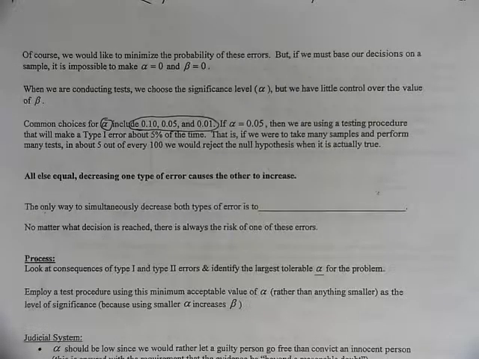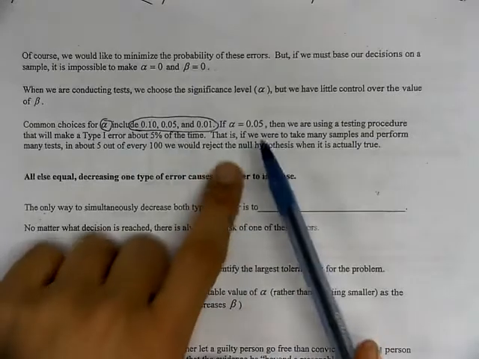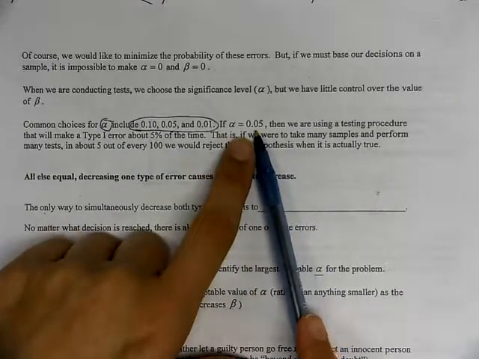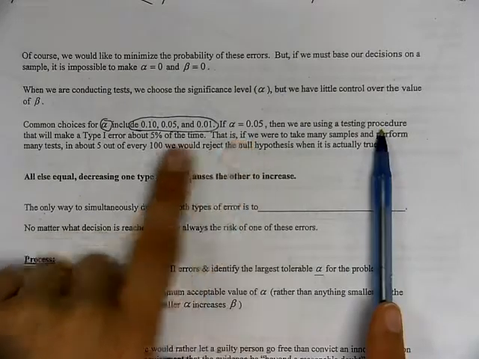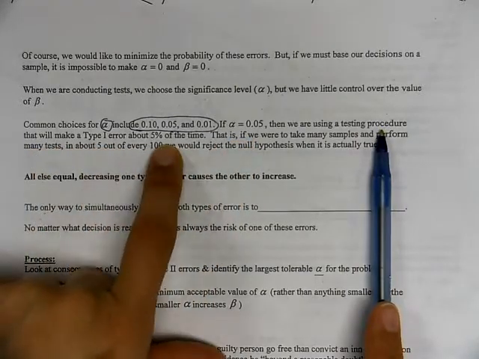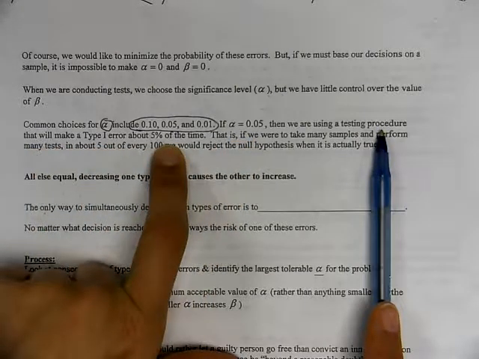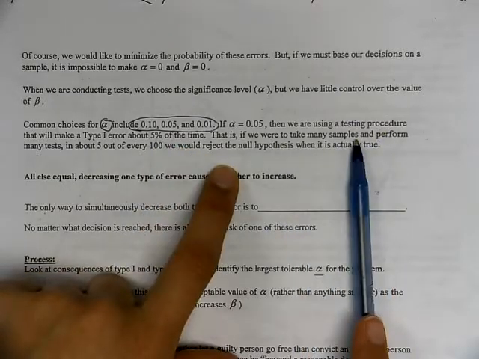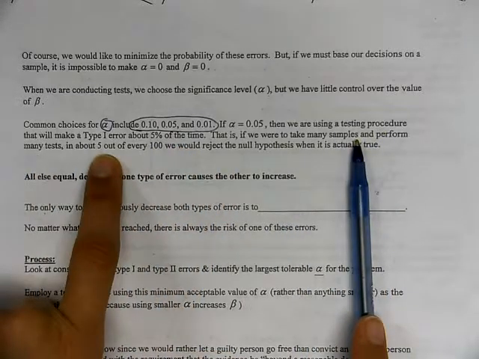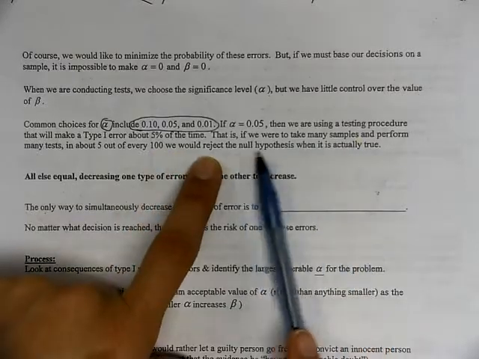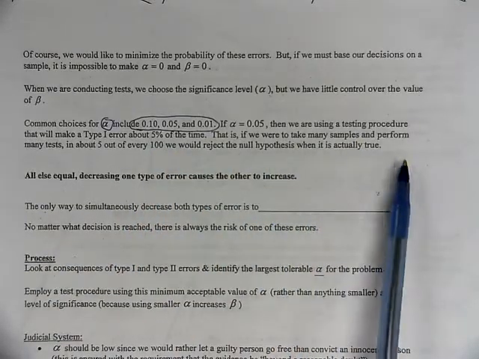Sometimes they won't. What do the three alphas mean? So an alpha of 0.05 means we're using a testing procedure that will make a type 1 error only about 5% of the time. So if we were to take many samples and perform many tests, about 5 out of every 100 would reject the null hypothesis when it's actually true.